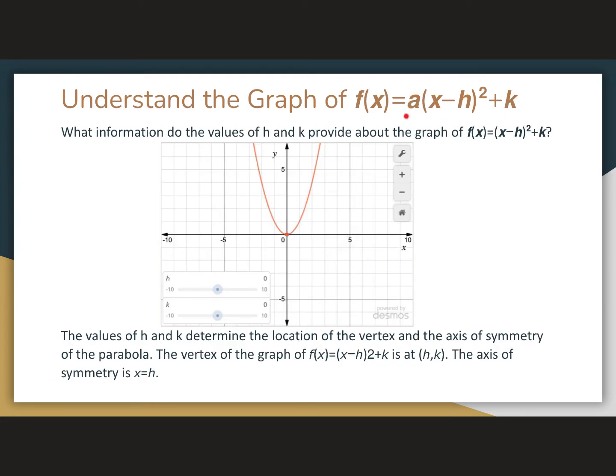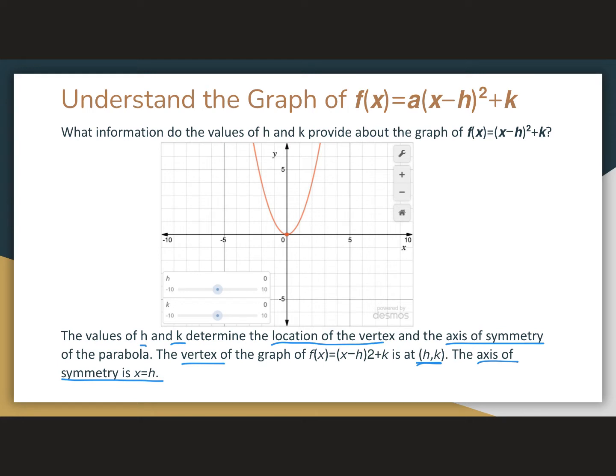So now what happens if we combine these? What if I have something times x minus h squared plus k? What information do the values of h and k provide about the graph? The values of h and k determine the location of the vertex and the axis of symmetry. The vertex of the graph is at h, k. The axis of symmetry is at x equals h.